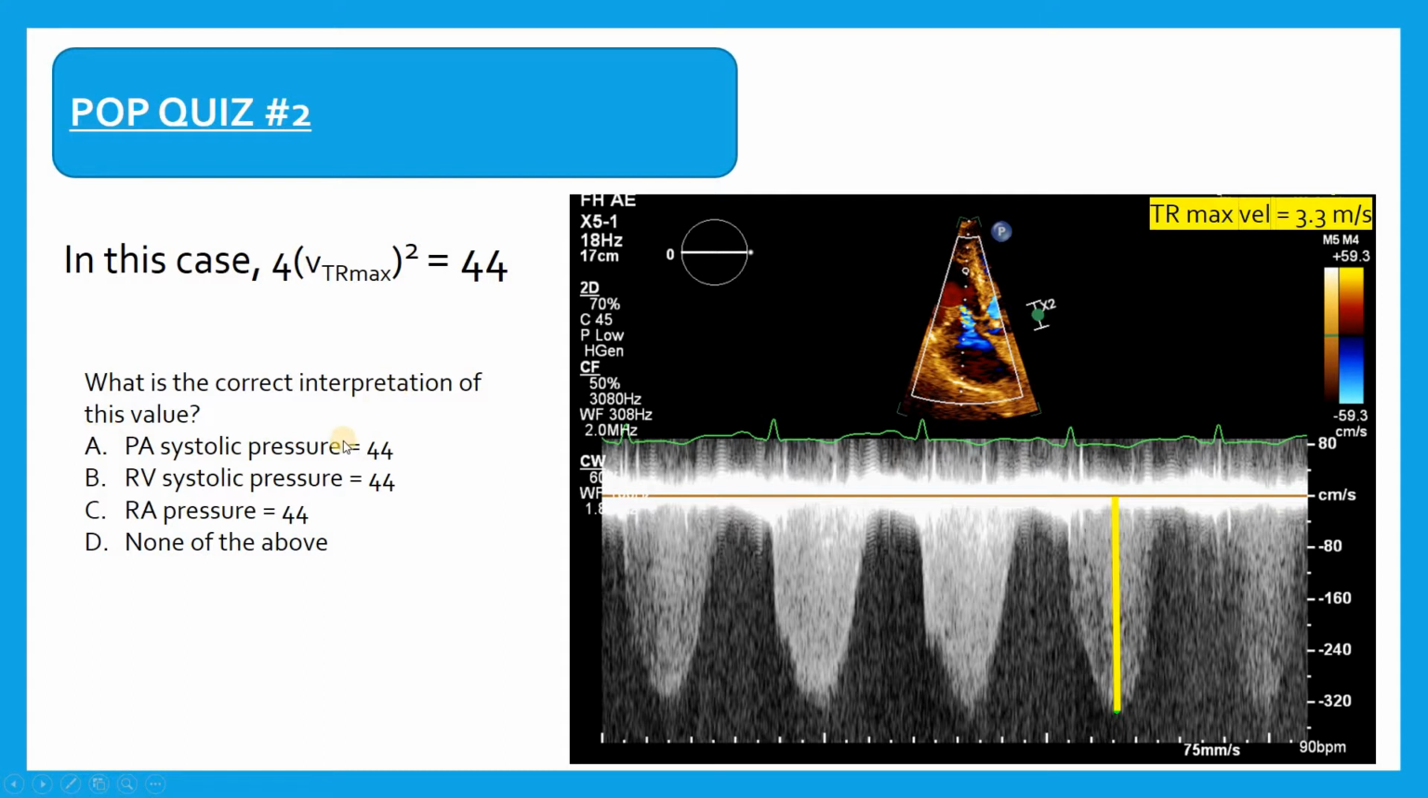Is that my PA systolic pressure? Is that my RV systolic pressure? Is that my right atrial pressure? Gosh, I hope you don't say that. It's actually none of the above.